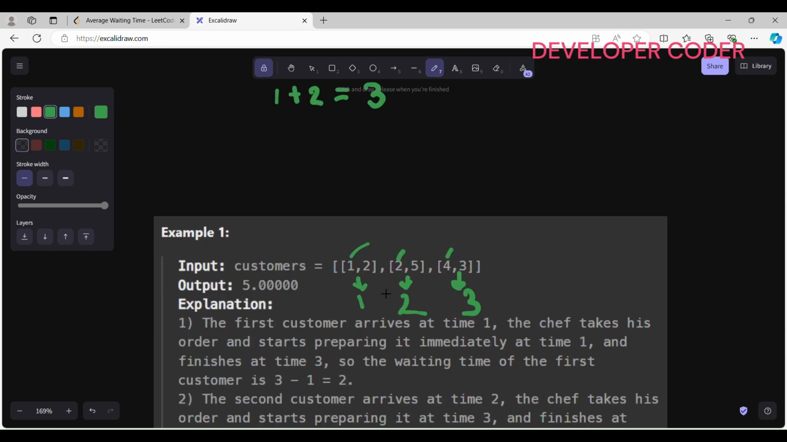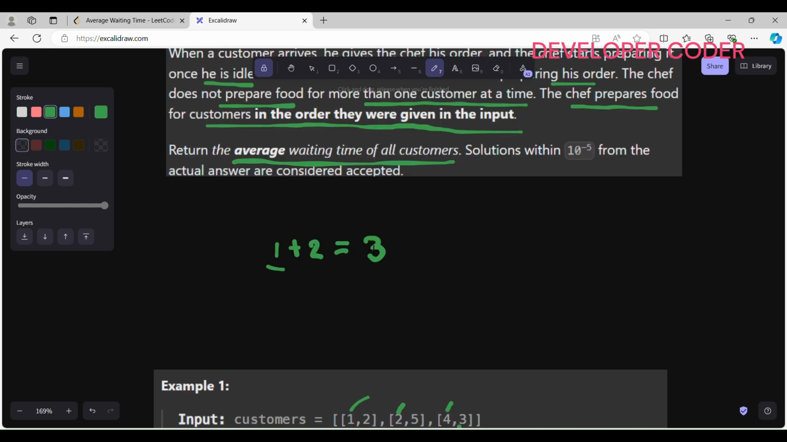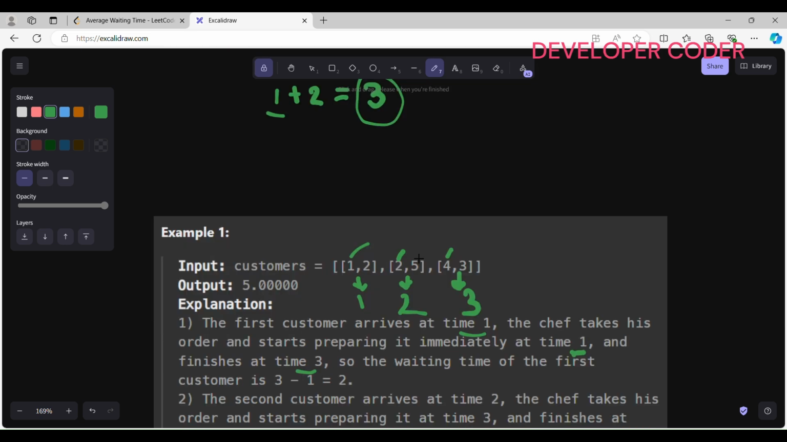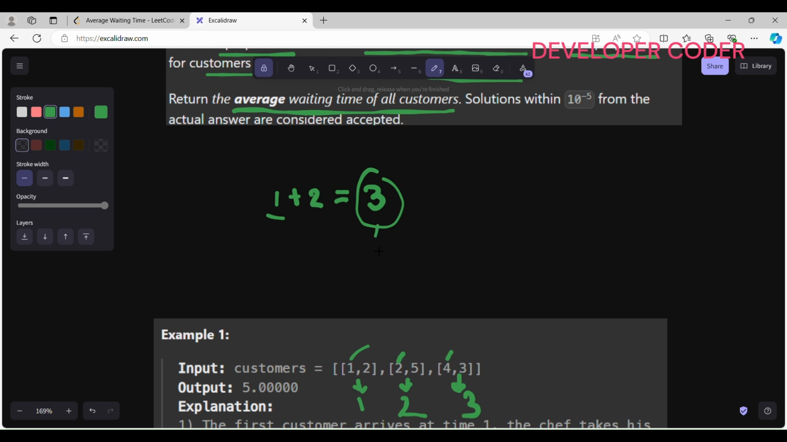The first customer arrives at time 1. The chef takes his order and starts preparing it immediately at time 1. From time 1 the chef starts preparing the food and finishes at time 3. So the waiting time of the first customer: he finishes at 3 and this customer arrives at 1, so 3 minus 1 is equal to 2. So 2 is the waiting time for customer number 1, and here I am writing 2.